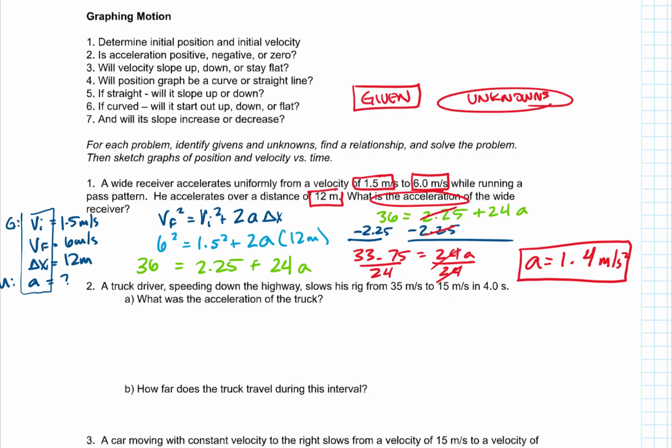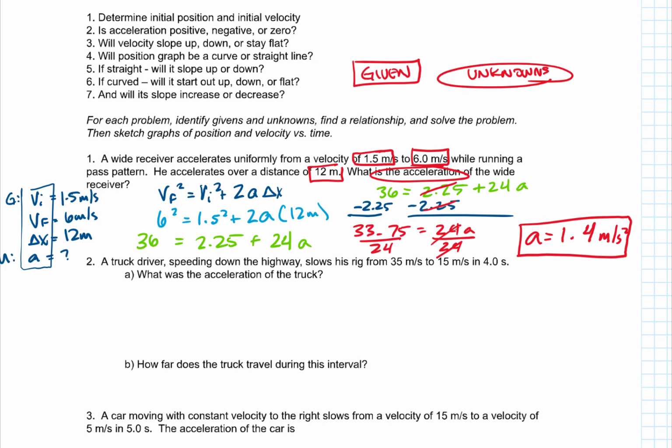All right. The next one is going to ask two parts, and it's really nice. So, a truck driver speeding down the highway slows from 35 meters per second to 15 meters per second in 4 seconds. The first one wants to know the acceleration of the truck.